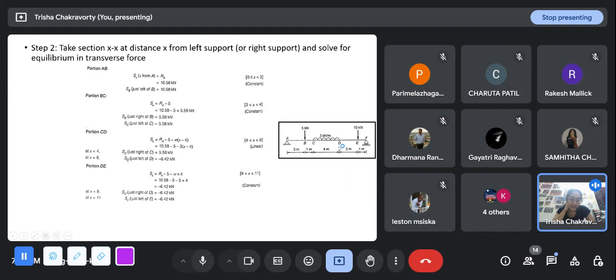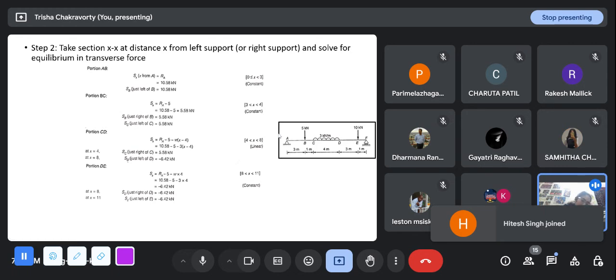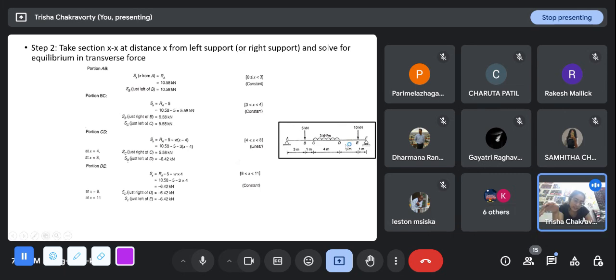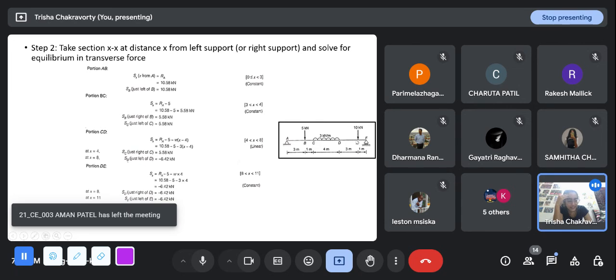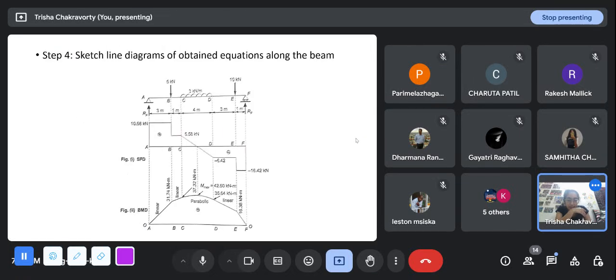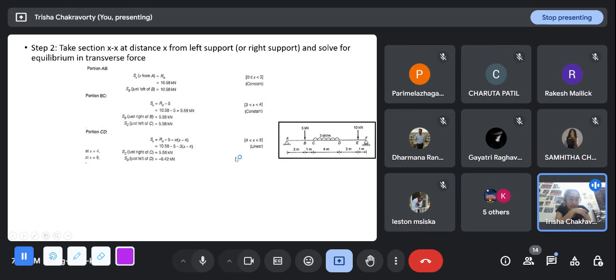Now we move on to the portion DE. There will be no change here, because up to D, I am walking from the left side. By the time I have reached D, I have accounted for all the forces before D. So in the zone DE there is no other force, so the shear force will again remain constant. Since at D I found minus 6.42, it remains minus 6.42 up to just to the left of E. So again here minus 6.42, it is constant up to E. Then at E I have a point load, so there will again be a jump.